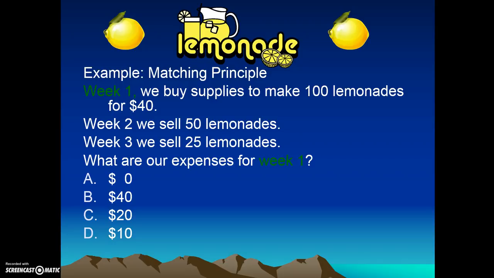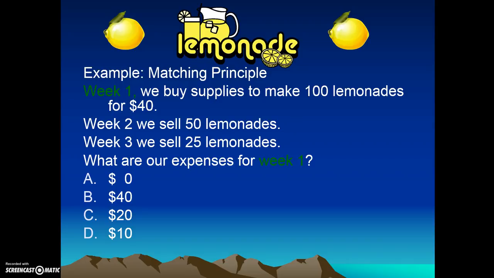So let's take a look at a couple quick examples that will demonstrate that matching principle, or the expense recognition principle. All right, so we're going to look at 3 weeks of activity. In week 1, we go out and buy supplies, enough supplies to make 100 lemonades, for $40. So again, the supplies cost us $40, and we know we can make 100 cups of lemonade with that. We're buying lemons, sugar, water, paper cups, straws, whatever other accoutrements go with it.